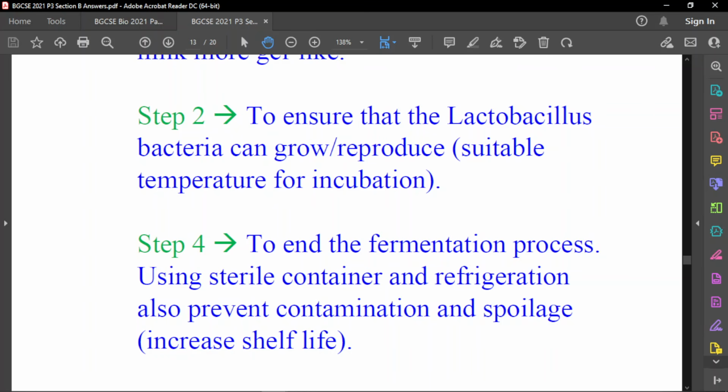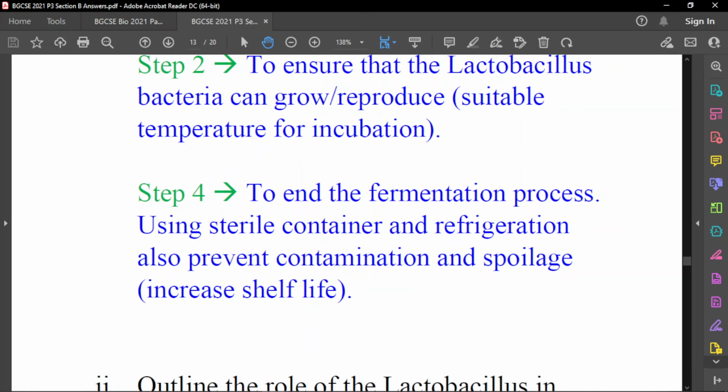All right, and this last step, step 4. Why would you want to put it into a sterile container and also put it in the refrigerator? One reason is to end the fermentation process. Cooling will end the fermentation process, because remember, fermentation is caused by a microorganism, the lactobacillus bacteria. At a low temperature, these bacteria will not be able to respire, so they become inactive, and the fermentation process will stop.